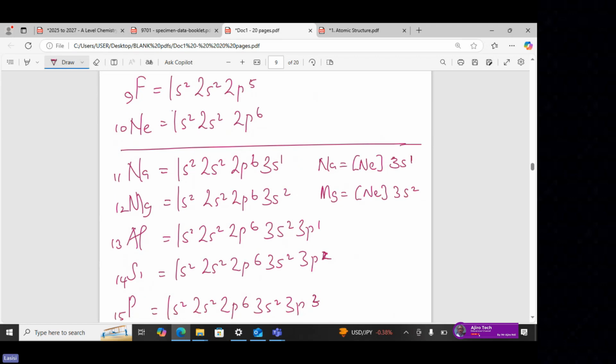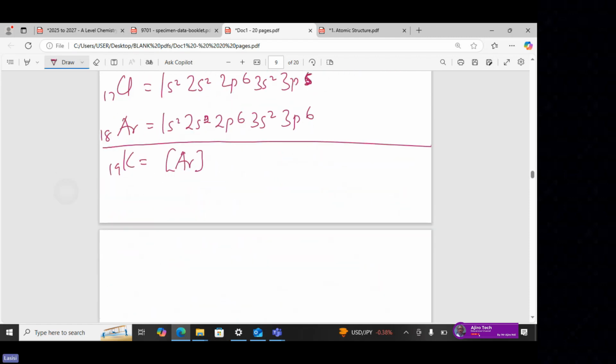The only ones we can put in brackets are the noble gases. Which group do they belong to? Group 8. Thank you. So noble gases are the ones you can put in brackets. You can't put another one in brackets. So now potassium will be argon 4s1. Calcium is number 20: argon 4s2. Is that okay?